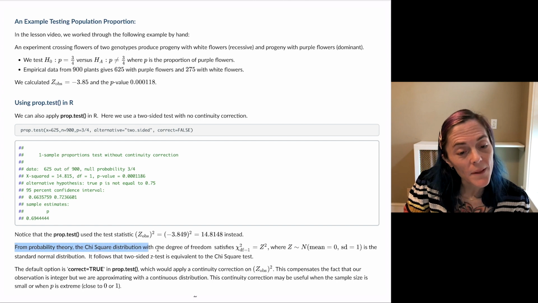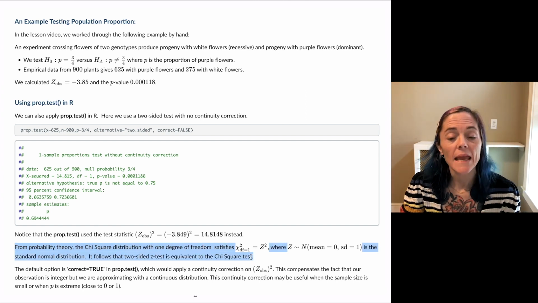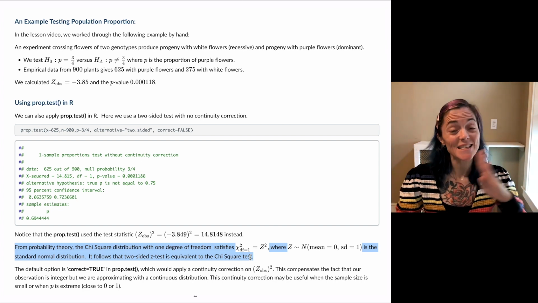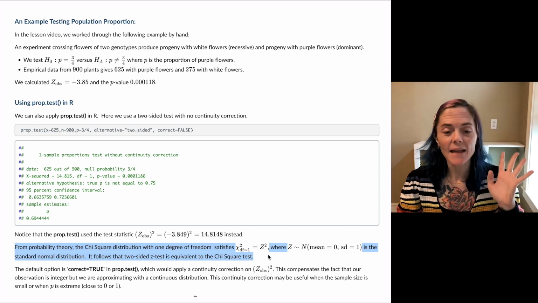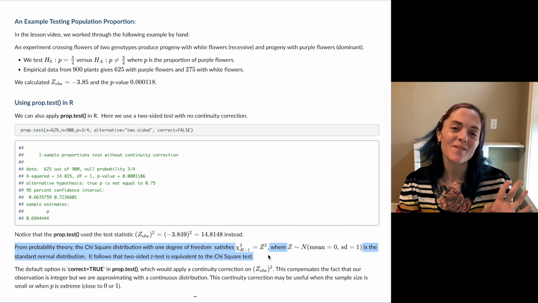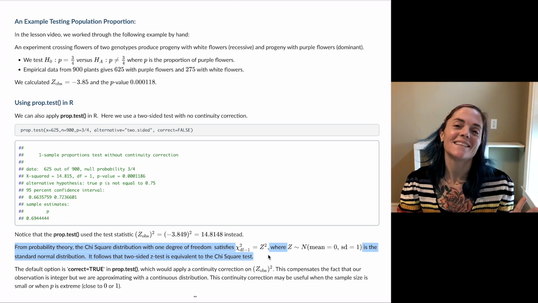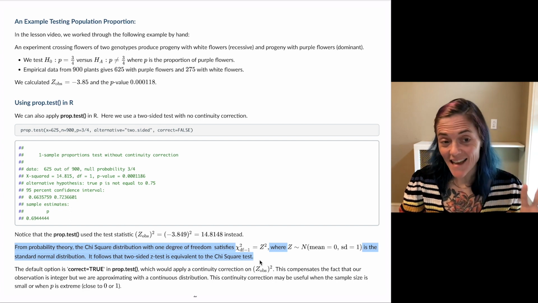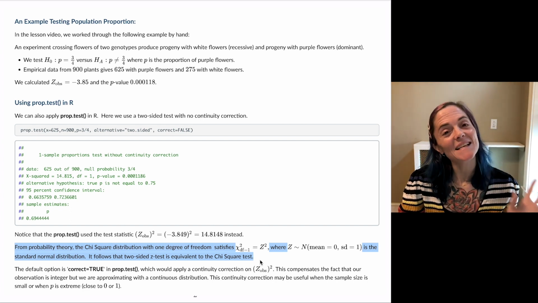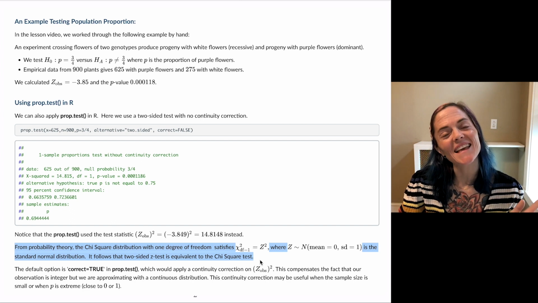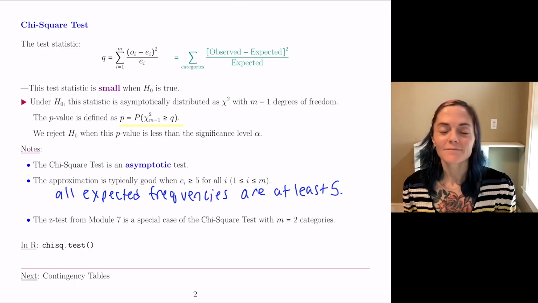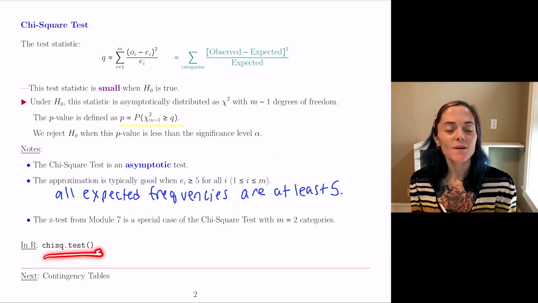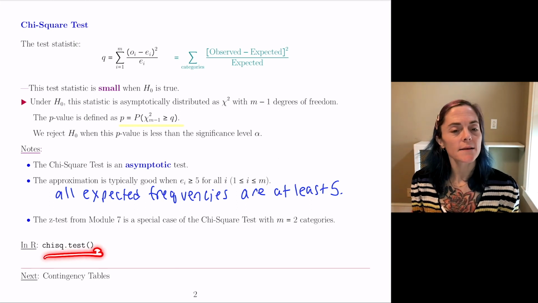So from probability theory, if you have a standard normal random variable and you take the square of it, that is distributed as a chi-square random variable with 1 degree of freedom. So the z-test, which we learned in the last module, really is a special case of the chi-square test. Well, in R, here's what we use for the chi-square test.